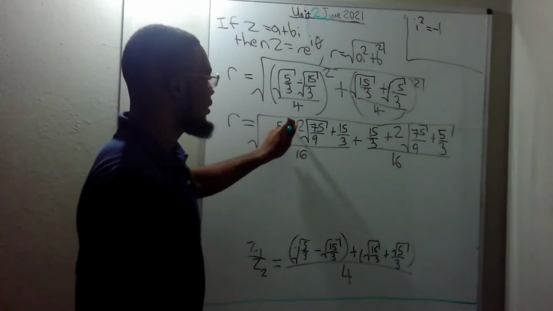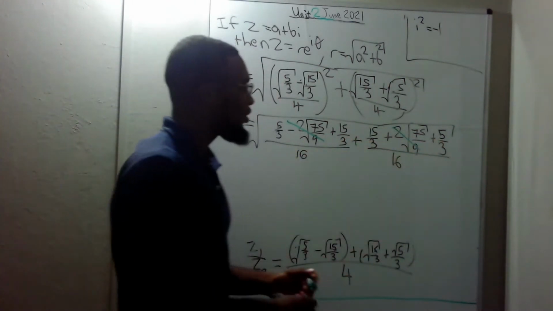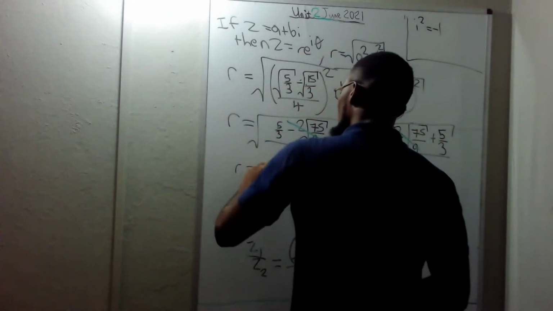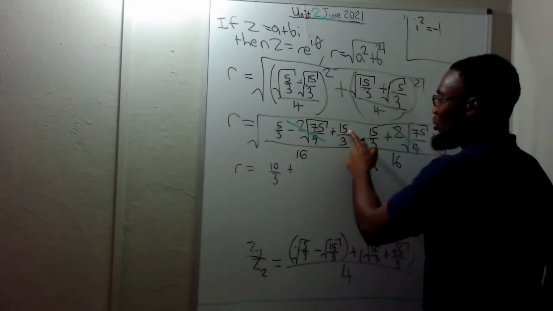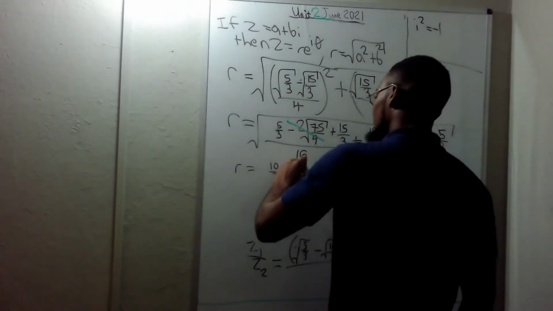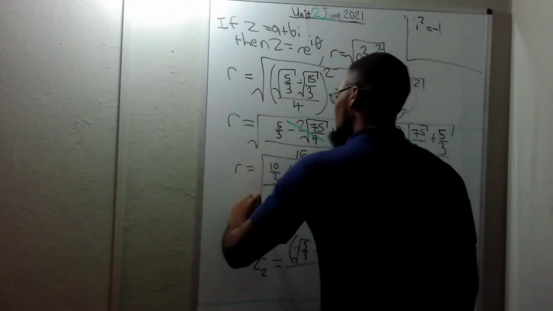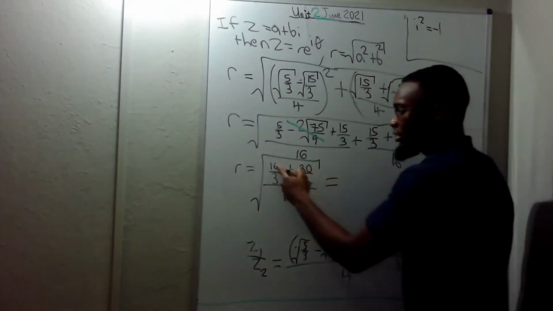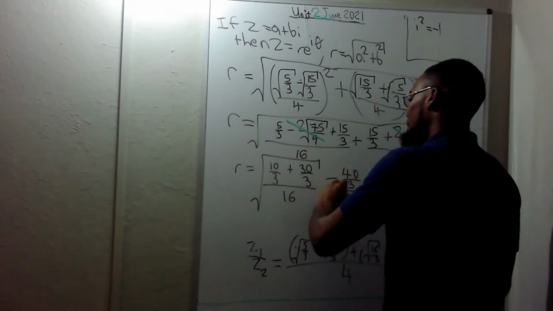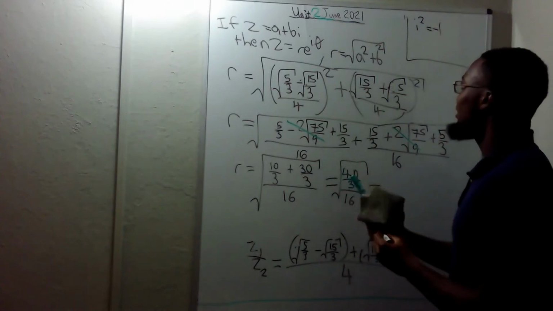This right here cancels, and 5 over 3 plus 5 over 3 is 10 over 3, so we end up with R equal to 10 over 3 plus 15 over 3 plus 15 over 3, that is 30 over 3, and that's being divided by 16, square rooted. So this will give us R. 30 plus 10 is 40. So that's 40 over 3 divided by 16. That's R.